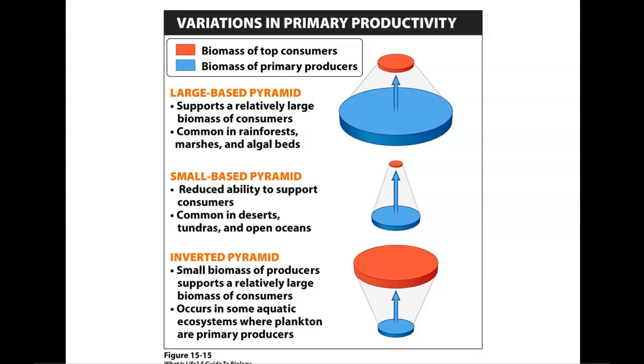And the third one is going to be an inverted pyramid. These have small biomass of producers that support relatively large biomass of consumers. This is going to be common in some aquatic ecosystems where plankton are going to be primary producers in those areas.